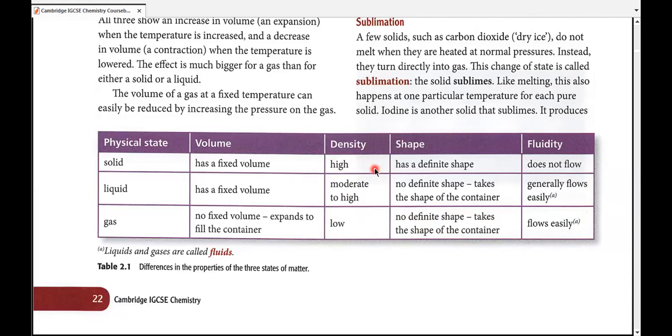The solids have a high density. And here, I'd like to quote some examples so that the students can understand it. So I'm going to put up an example over here. For solid, take the example of ice. For liquid, take the example of water. And for gases, take the example of steam.